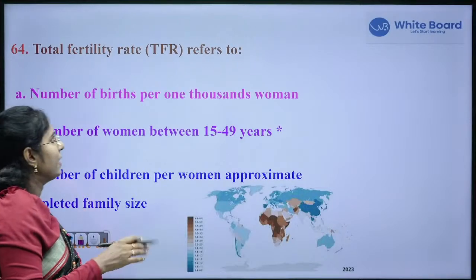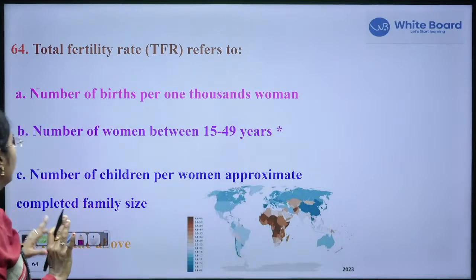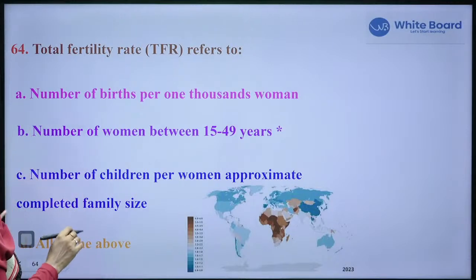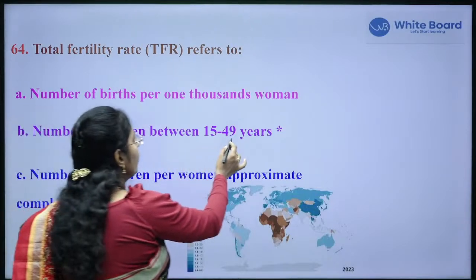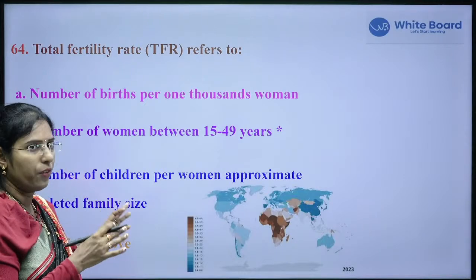Total fertility rate refers to. So, what does it mean? Total fertility rate. So, here, number of births per 1000 women? No. Number of women between 15 to 49 years. Yes. So, it gives a demographic value.